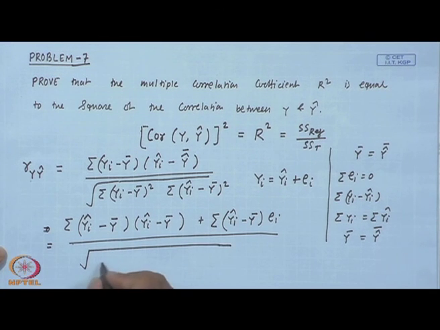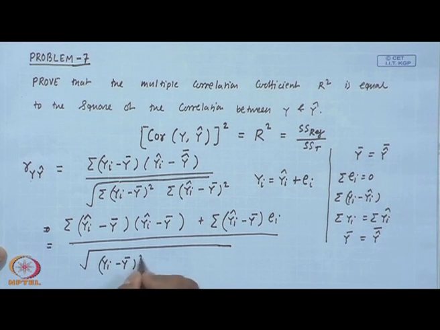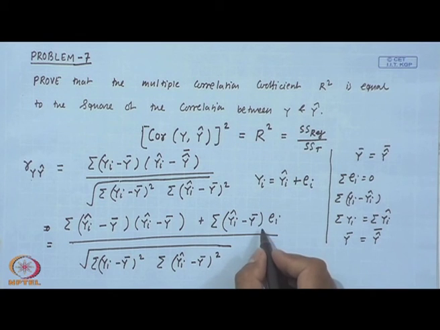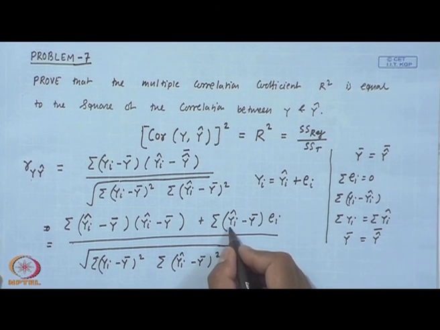Let me write down that this is sum of (y_i minus y bar) squared, and sum of (y_i hat minus y bar) squared. Okay. Now, what about this one? Is this 0? Yes, just now we have proved that the correlation between E and y is equal to 0.